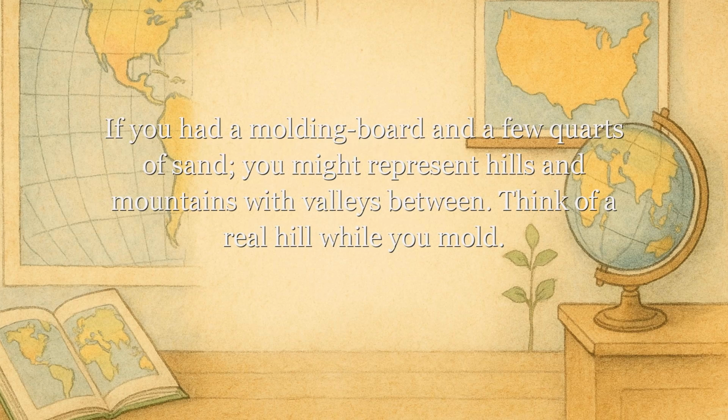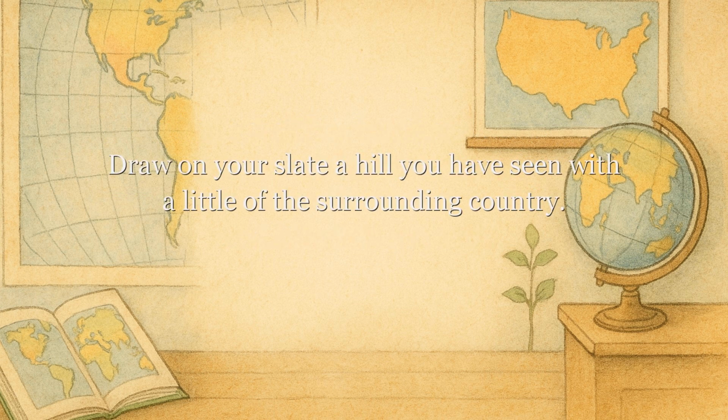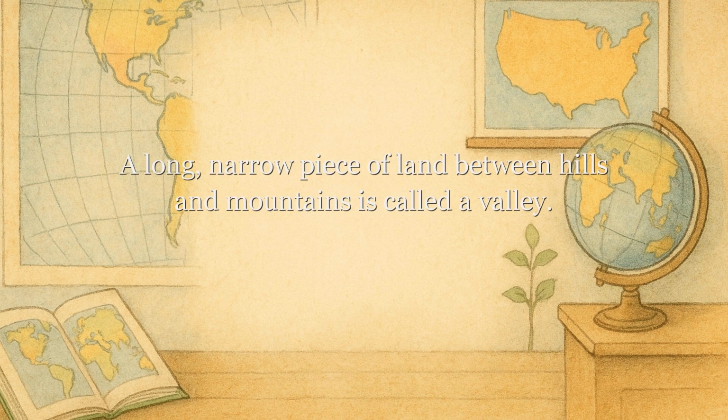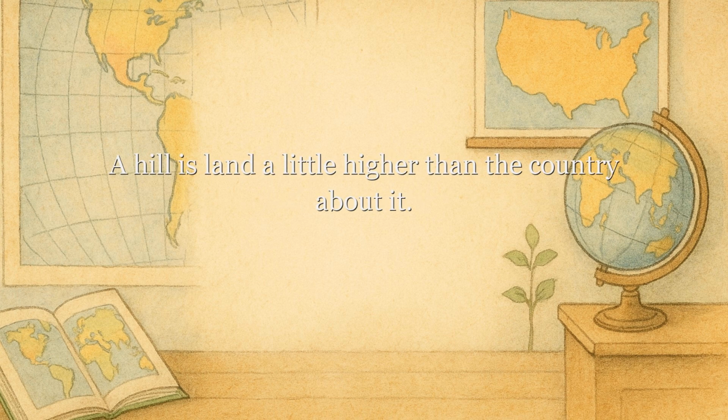If you had a molding board and a few quarts of sand, you might represent hills and mountains with valleys between. Think of a real hill while you mold. Draw on your slate a hill you have seen with a little of the surrounding country. A long, narrow piece of land between hills and mountains is called a valley. A hill is land a little higher than the country about it.